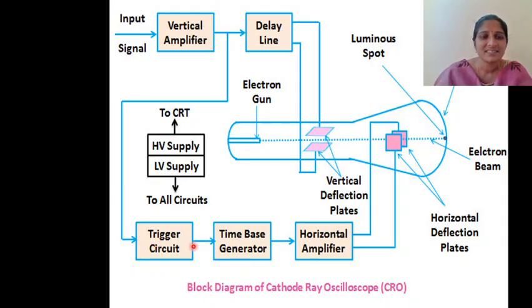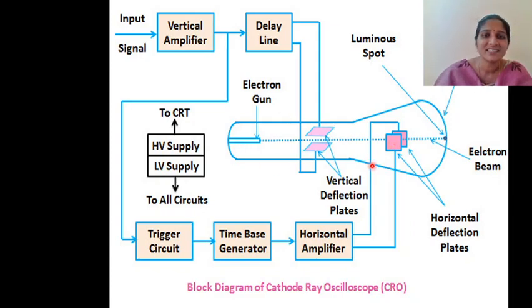Next the signal is given to the time base generator. This time base generator will generate the waveforms. Usually here it generates the sawtooth waveform. The sawtooth waveform is provided to the horizontal amplifier. That generated signal is given to the horizontal amplifier. This horizontal amplifier will amplify the horizontal signal and it is given to the horizontal plates.